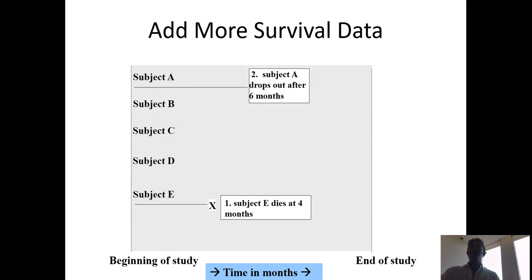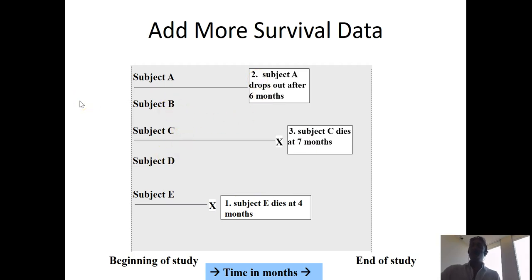Fantastic. What happens next? Well, what happens next is subject A drops out after 6 months. He doesn't die. He drops out. He's lost to follow-up. He's censored. Okay? 3 is still alive. And maybe A is still alive. I don't know. But they're not there to figure out what's happening. But at 7 months, subject C dies. So what's happened in 7 months? 7 months now, we have 2 are dead and 1 is lost to follow-up, and 2 are still alive.